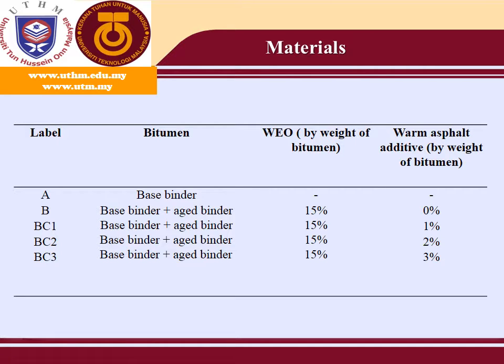This table shows the detail of the testing sample used in this study. About 15% of waste engine oil, which is based on a previous study, was blended with chemical warm asphalt additive at 1%, 2%, and 3% by weight of asphalt binder respectively.